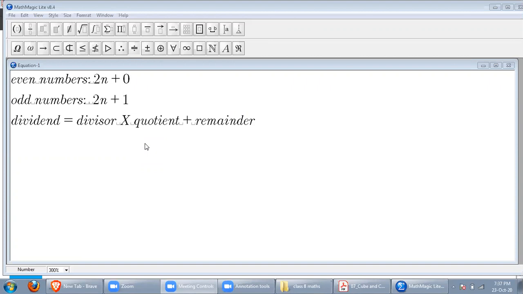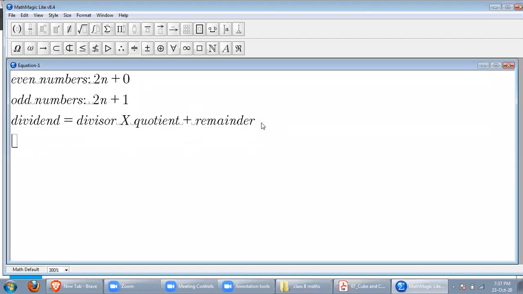If the divisor is denoted by d, then the possible remainders will be 0, 1, 2, 3, 4, dot, dot, dot, d minus 1. Is it okay? So when the number is divided by 2, the possible remainders are 0 and 1. That is how we can express even numbers and odd numbers. Because if it is even, the remainder will be 0. If it is odd, the remainder will be 1.